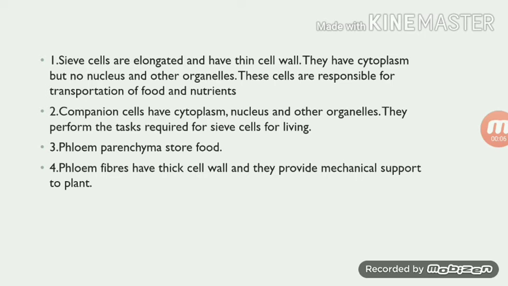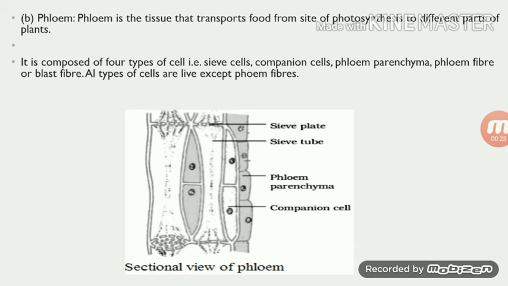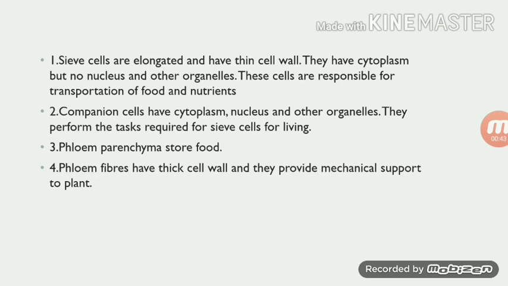They are elongated and have thin cell walls. They have cytoplasm but no nucleus and other organelles. They are responsible for transportation of food and nutrients. In this diagram you can see that the sieve tube or the sieve plates are made of sieve cells, which do not have any cell organelles or nucleus, and they are mainly responsible for transportation or translocation of food to other parts of the plants.